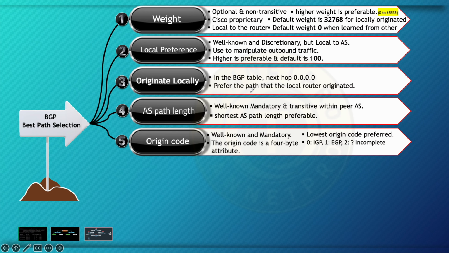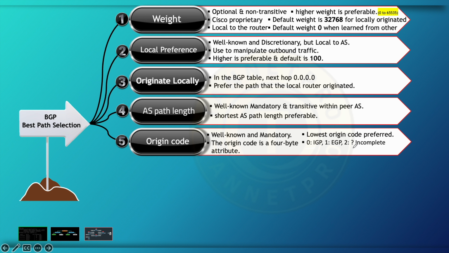Hope it is clear, right? So here, whenever you learn any route with the IGP, that value would be 0. And if you learn any network by incomplete, like from any other routing protocol such as OSPF, IGRP, or redistributed, in that case the value would be 2. Now, lowest origin code is preferable, so 0 would be preferable. If you learn a route from IGP, that will be preferable rather than incomplete, right?